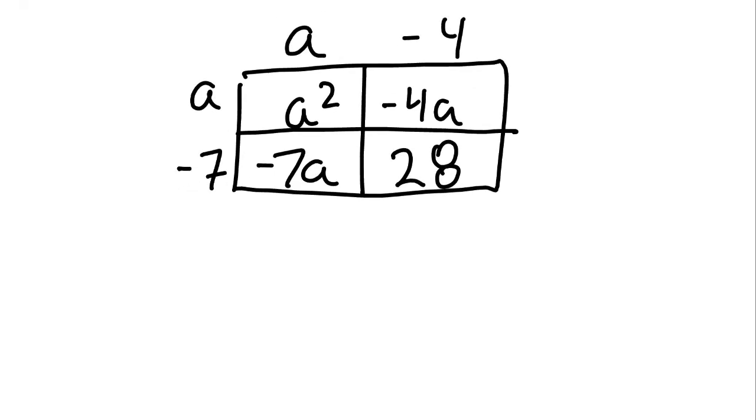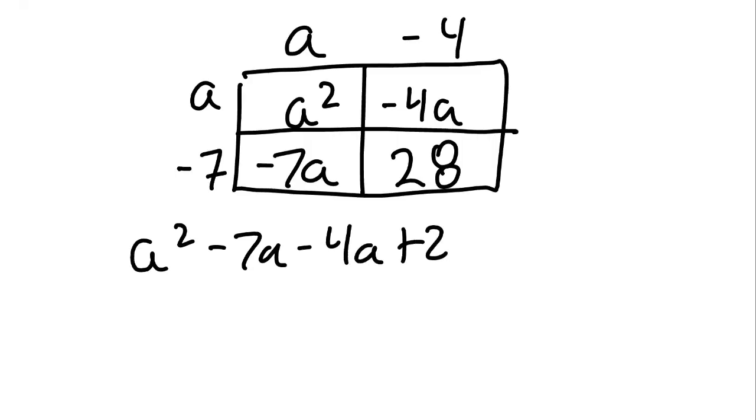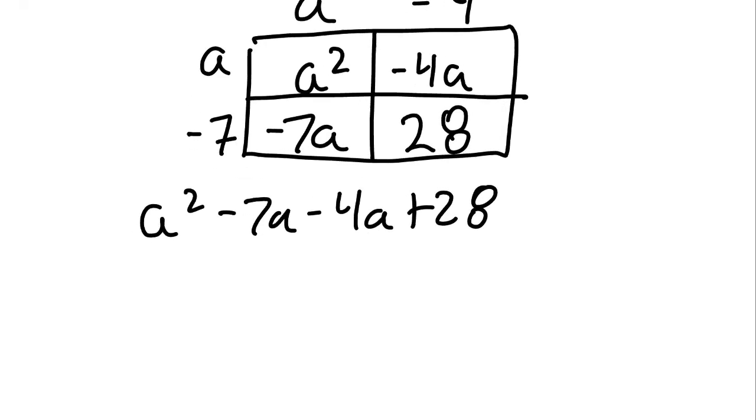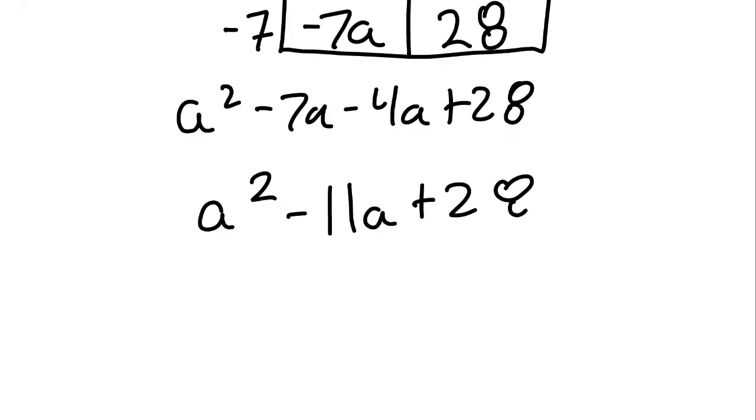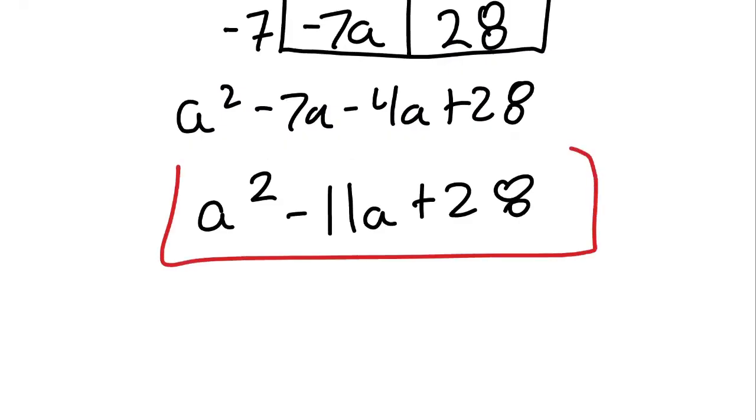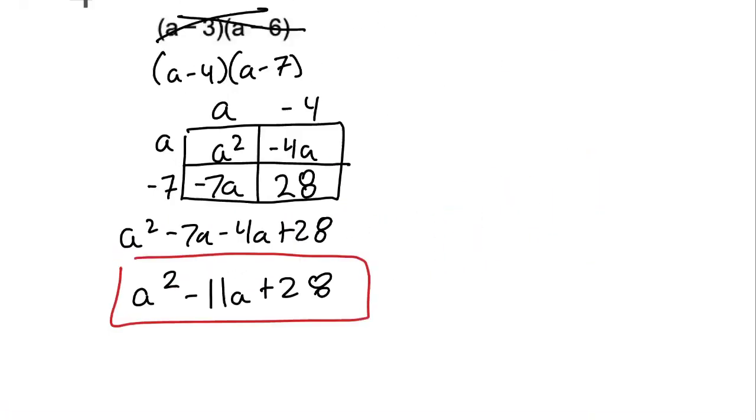So the only step you have to do now is go from top to bottom right. So a squared minus 7a minus 4a plus 28. And then just combine like terms. Negative 7a and negative 4a makes negative 11a. And that would be your final answer for number 4. Good job.